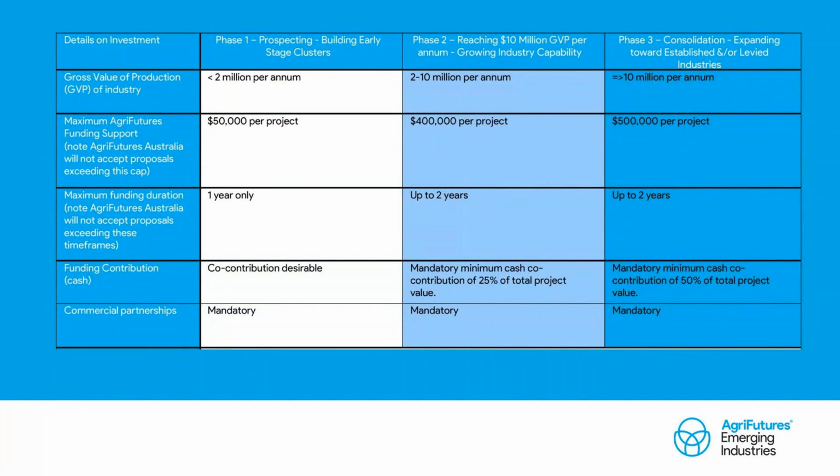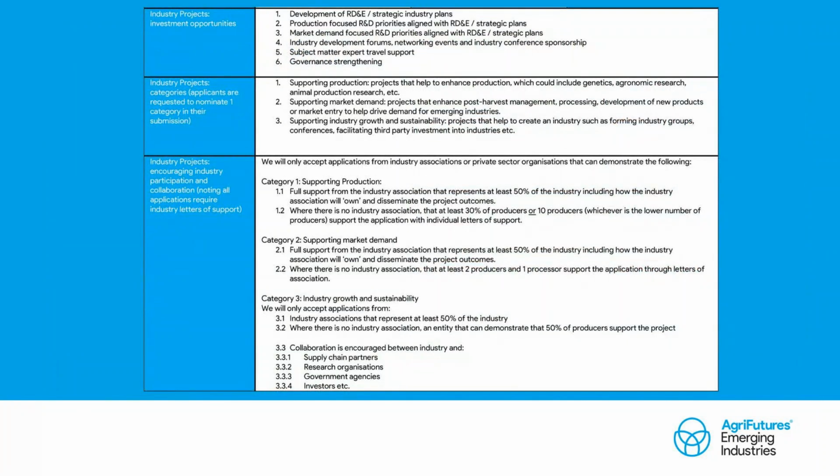So if you're a phase 1 industry and you come through and you're sort of saying that you want to do a $200,000 project, sorry, it won't be assessed. So it's really important that everyone starts focusing in on those mandatory requirements, because if they're not being met, your applications won't go through for assessment.